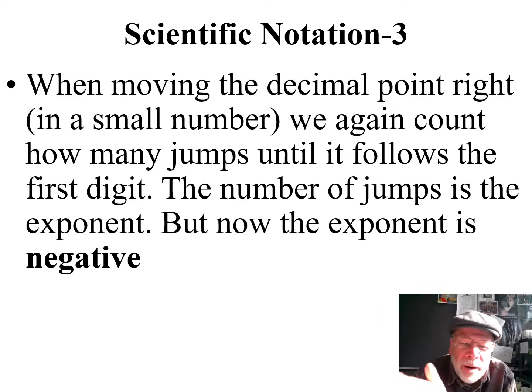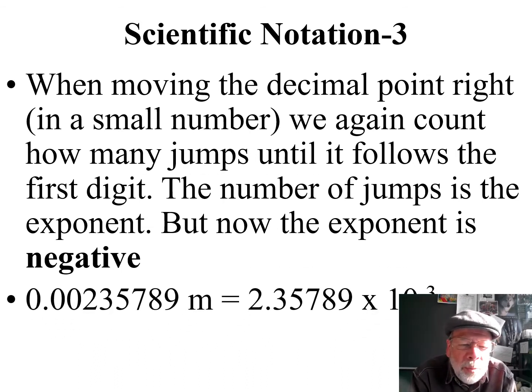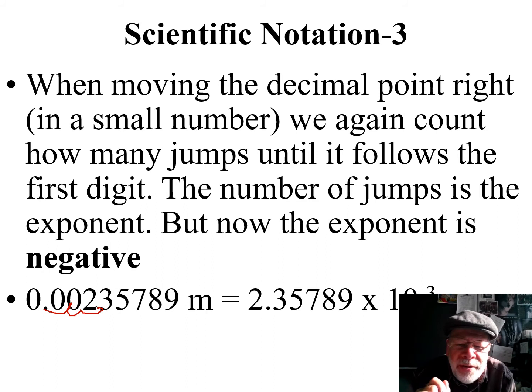When moving the decimal point right in a small number, we again count how many jumps until it follows the first non-zero digit. The number of jumps is the exponent, but now the exponent is negative. For example, 0.002357. All right, so we take the decimal point and we move it to the right. 1, 2, 3. And now it's following the 2. So we would say 2.35789 times 10 to the negative 3rd. There'd be a little negative here that you can't see.